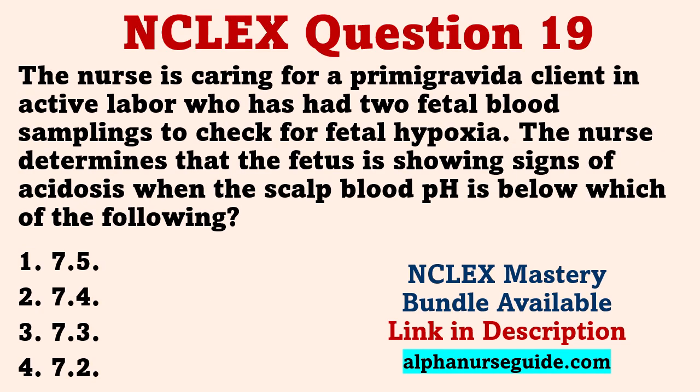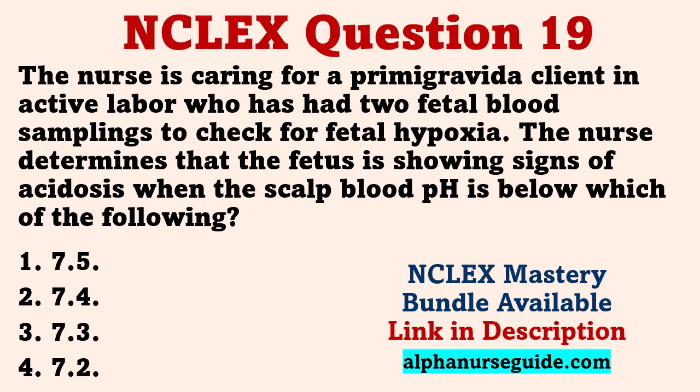The nurse is caring for a primigravida client in active labor who has had 2 fetal blood samplings to check for fetal hypoxia. The nurse determines that the fetus is showing signs of acidosis when the scalp blood pH is below which of the following? 1. 7.5, 2. 7.4, 3. 7.3, 4. 7.2.